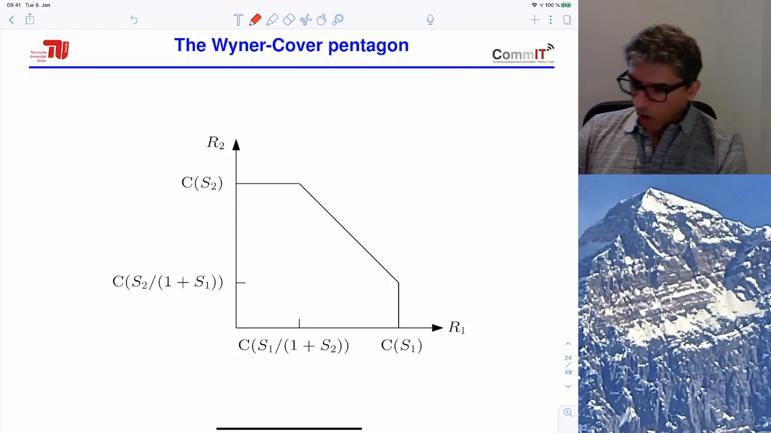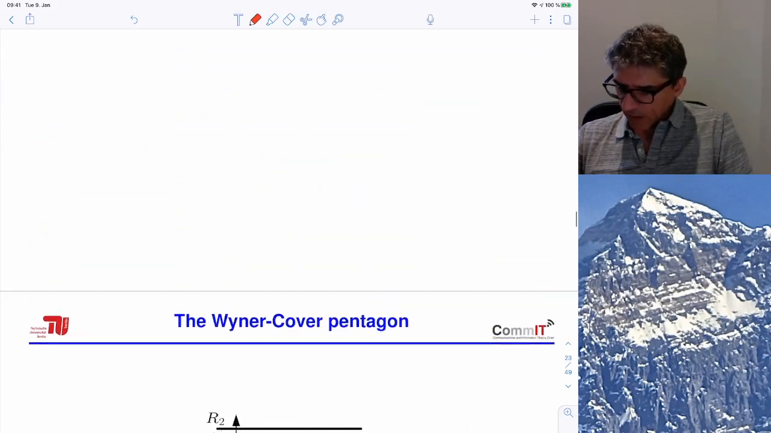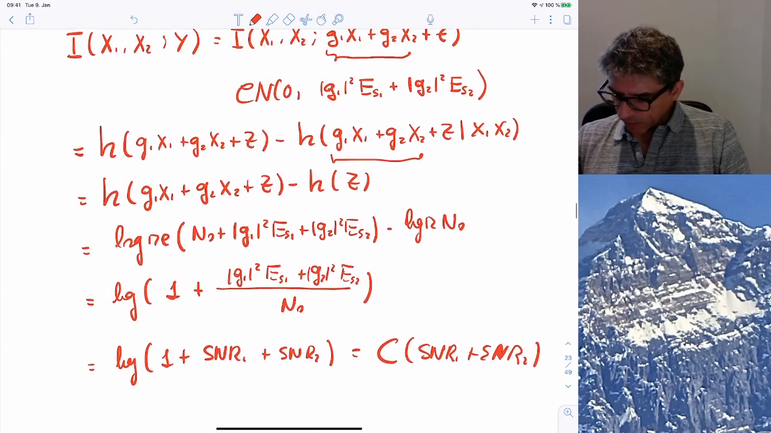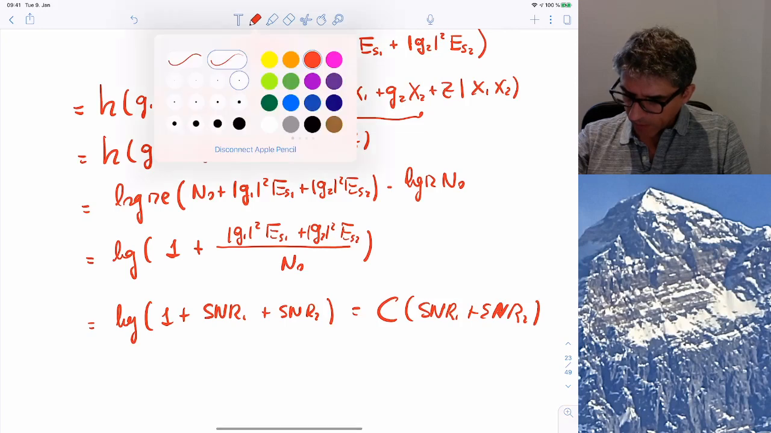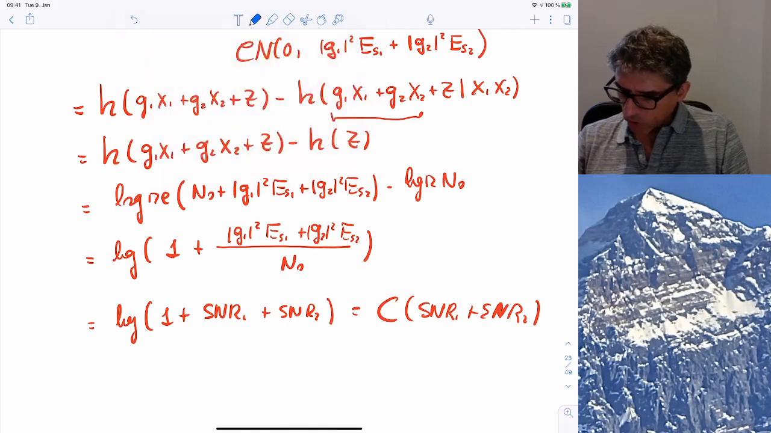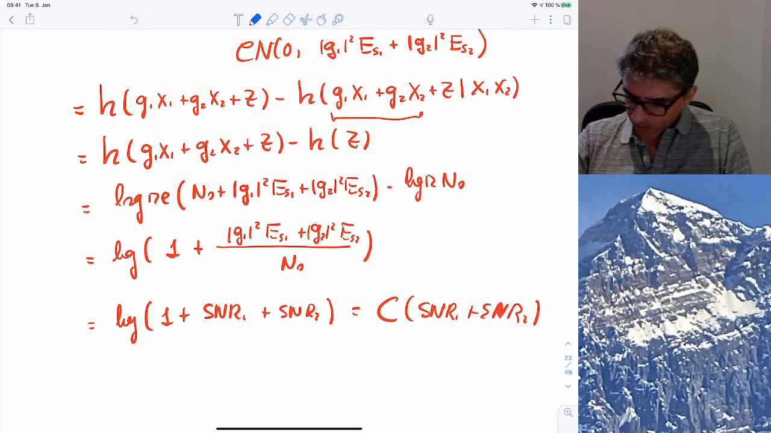So I want to comment, well, this is essentially seen from the fact that you see it immediately from here. At the end, because of the additivity of the noise, for whatever choice of the input distributions, they have to be x1, x2, they have to be independent. We end up with something like this.